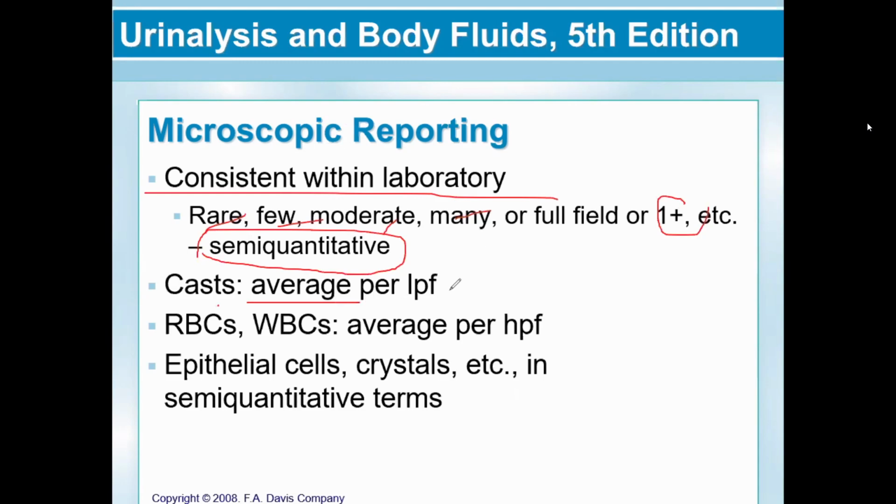So for casts, we usually report the average per low power field. But you have to take note, that's just for the quantitation. For the identification, where do we do it? It's not in the low power field. It should be in the high power field. And then for RBCs and WBCs, we report the average per high power field. So we will use high power field. And for epithelial cells and crystals, we use semi-quantitative terms. What are those? We have rare, few, moderate, many. Okay? So guys, please check your book later. We have a table there on the manner of reporting the different form elements.